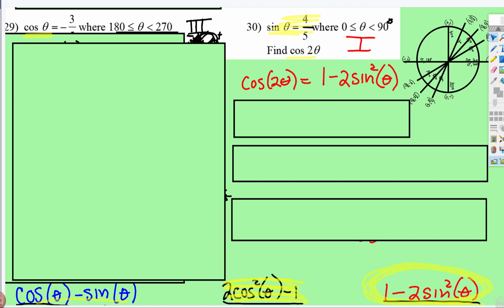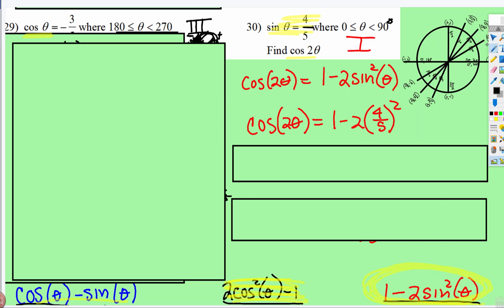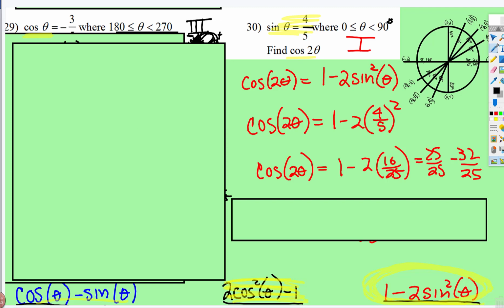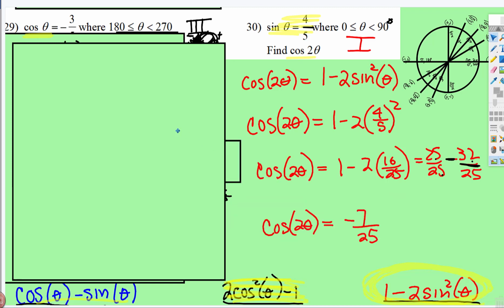So the identity is 1 subtract 2 sine squared theta. And we plug the information in. Cosine 2 theta is equal to 1 subtract 2 times 4/5 squared. 4 squared is 16. 5 squared is 25. And we're going to rewrite 1 as 25 over 25. And then 2 times 16 is 32. So we've got 25/25ths subtract 32/25ths. And we get cosine 2 theta.